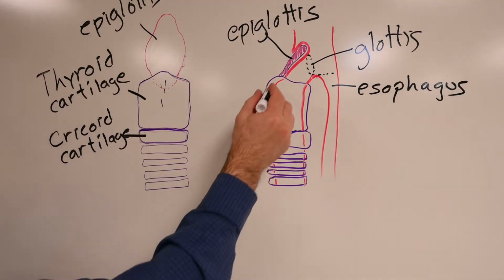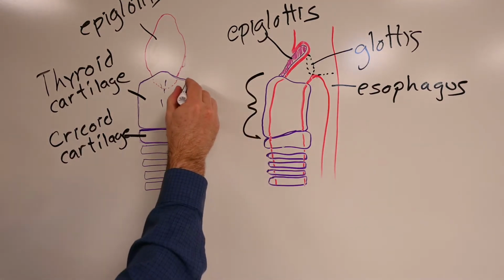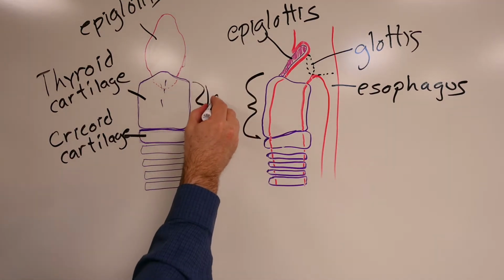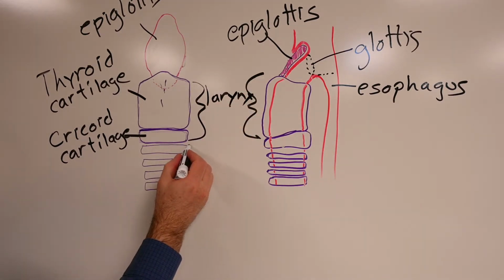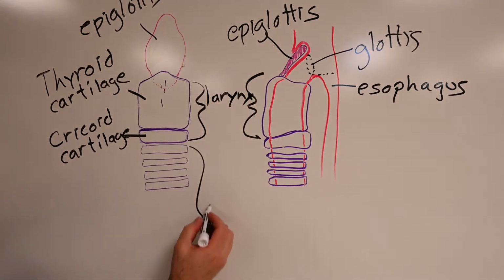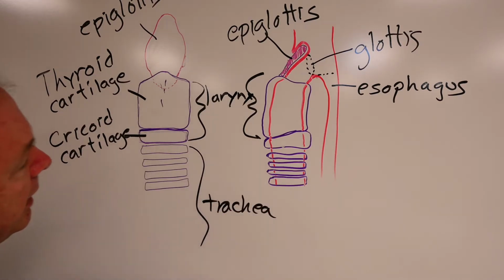So all this part right here is larynx. Below that, from here on down, this will all be trachea. The trachea.